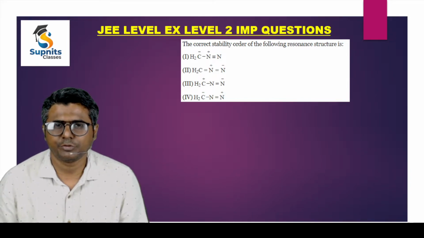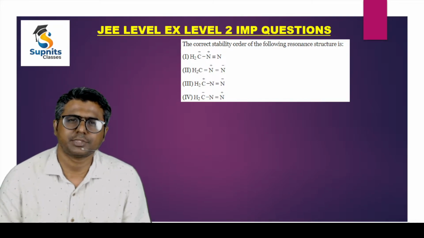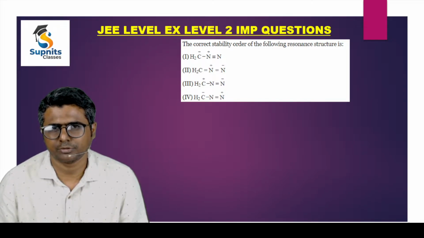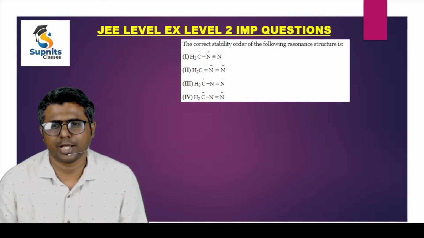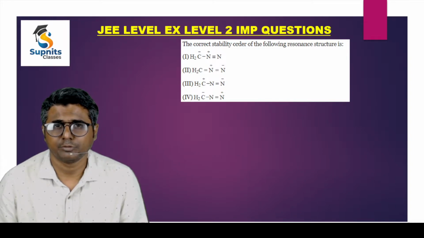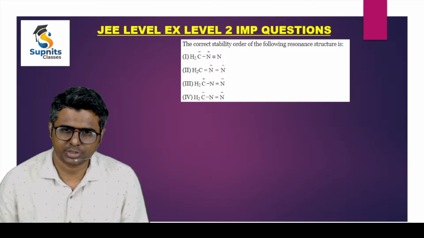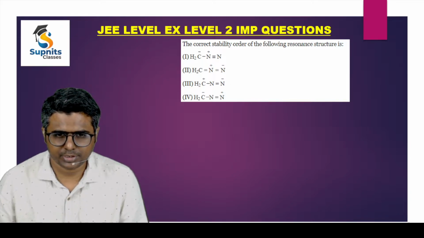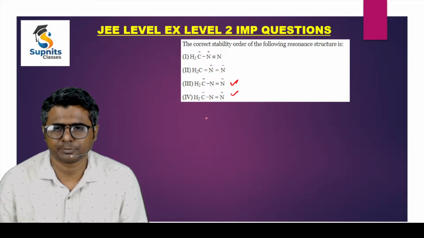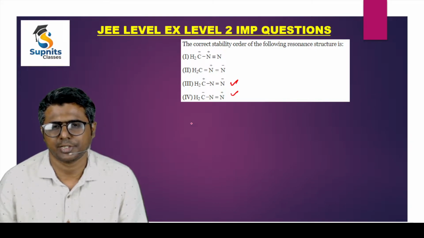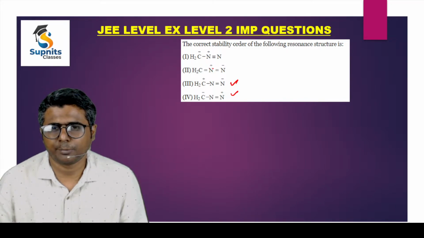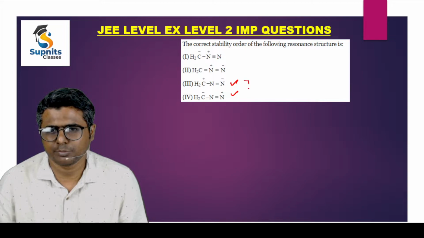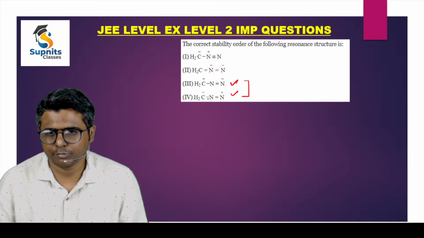So when we compare the stability order of various resonating structures, the first and foremost point that you need to find out is the total number of bonds. Whichever structure has fewer bonds will definitely be less stable. If you see this option and this option, in both the number of bonds is 3, and in the top two options it is 4. So definitely these will be less stable. So 3 and 4 first I will compare.